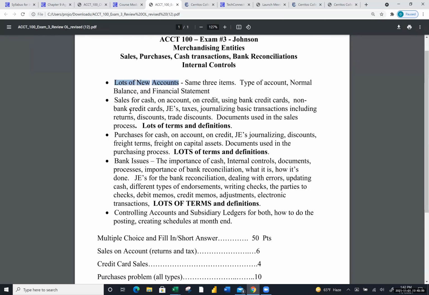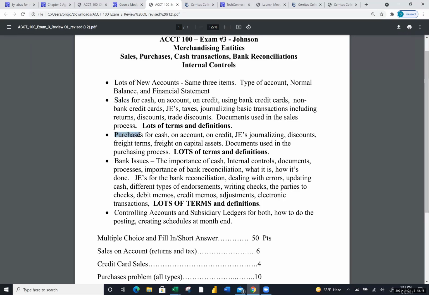Okay, the other generic bullet points are you should know sales transactions. There's 4 different types. We went through all 4 in class. We went through cash sales, on-account sales, bank credit cards, and non-bank credit cards. We went through how sales tax works. We went through returns, discounts, both prompt payment discounts and trade discounts. And throughout these past 3 chapters, there's lots of documents. So I would go look over the terms and definitions at the end of each chapter.